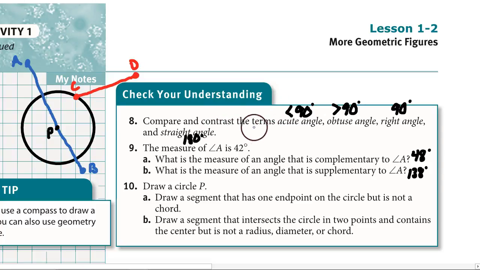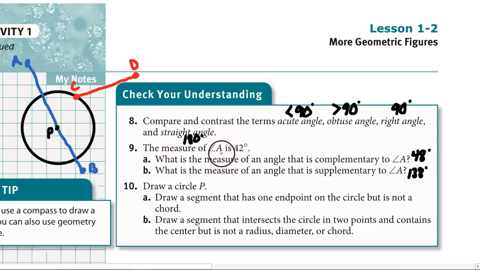Number 8, compare and contrast these terms. An acute angle is an angle that measures less than 90 degrees. An obtuse angle is an angle that measures more than 90 degrees, but less than 180. A right angle measures 90 degrees, and a straight angle measures 180 degrees.